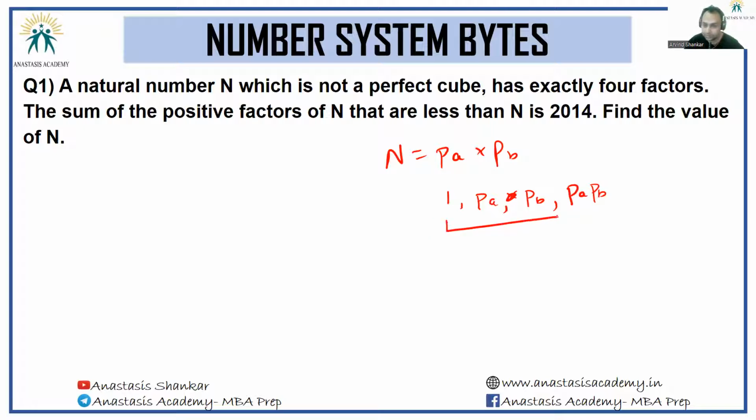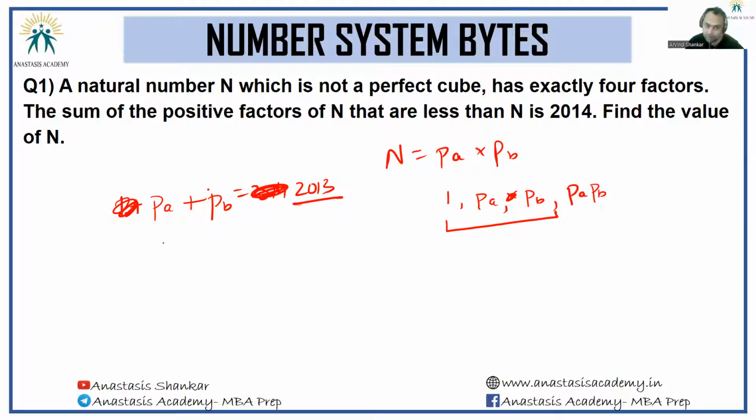So the sum of these 3 numbers is 2014, which would mean the sum of the 2 prime numbers involved plus 1 is equal to 2014. So if I get rid of this 1, this 2014 will turn to 2013. And now 2 prime numbers are adding up to 2013. The only way this works is if one of them is even and one of them is odd.